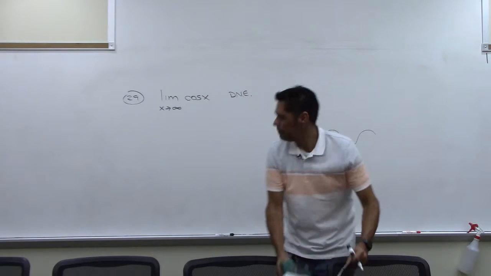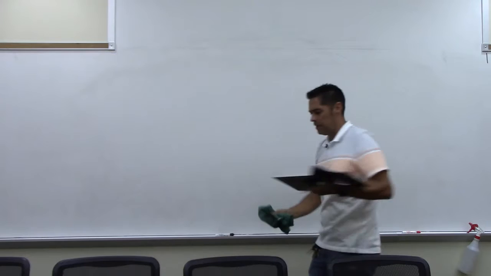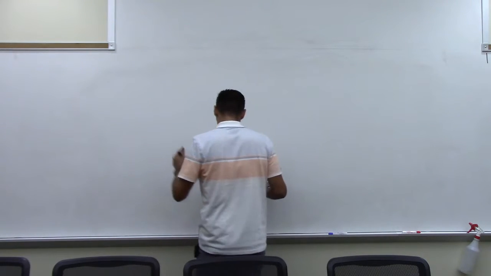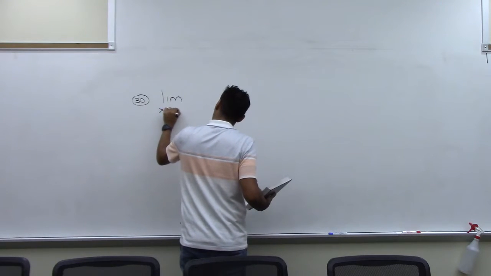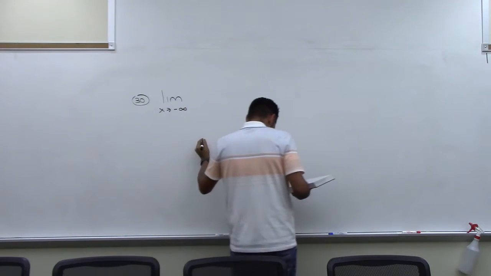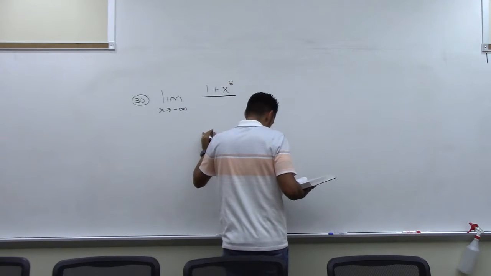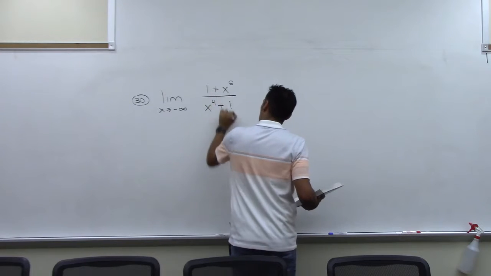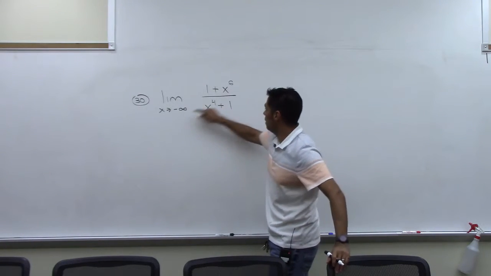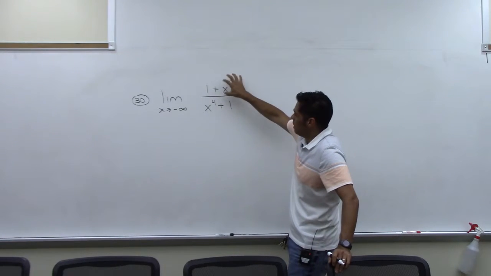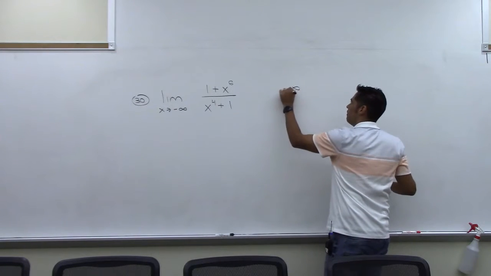Let me do 30. This one's a little bit different because we're going to go to negative infinity instead of positive infinity. So let's see what's going on here. Limit as x goes to negative infinity of 1 plus x to the 6th over x to the 4th plus 1. Now when I plug in a negative number and make it really big, it doesn't matter because I'm going to the 6th power. This can be a huge positive number. This can be a huge positive number. So you're going to get infinity over infinity.